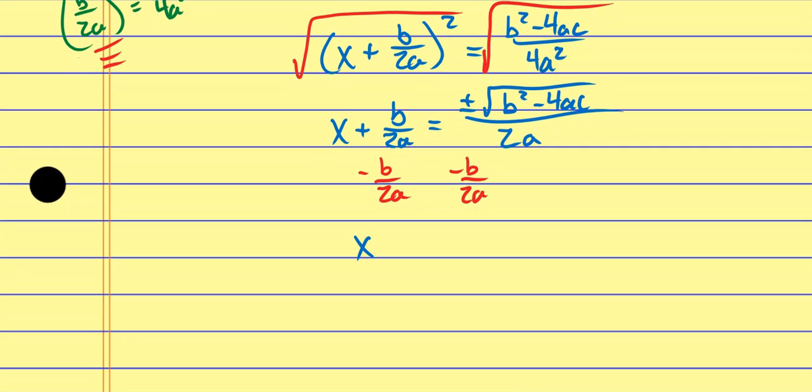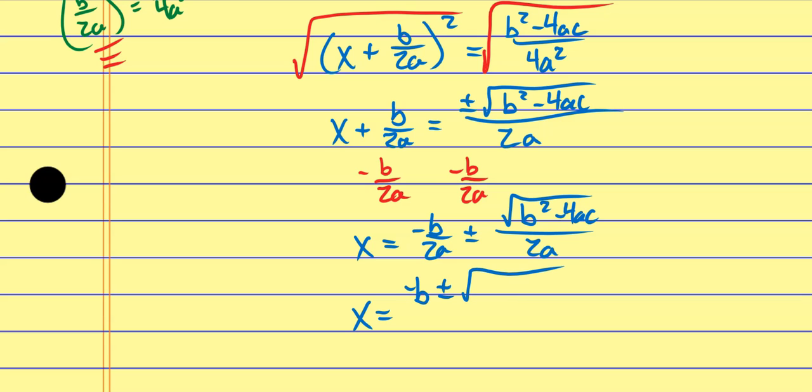And if I were to leave that as two separate fractions here, technically that works, and I could plug values into this to solve for x. But since they already have common denominators, I can combine this into one fraction. When I combine it into one fraction, it looks like this: the opposite of b plus or minus the square root of b squared minus 4ac all over 2a. All right, that's the quadratic formula.